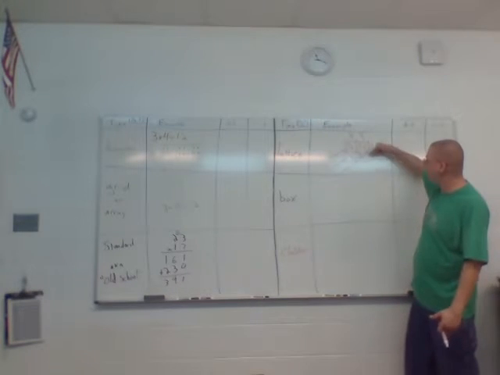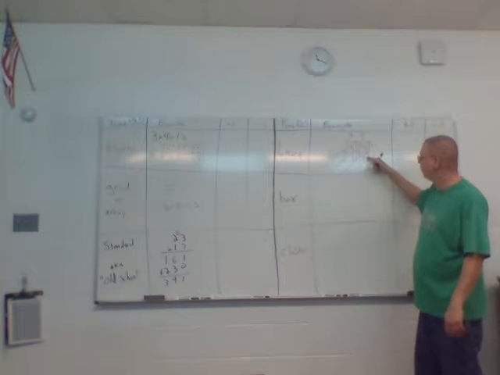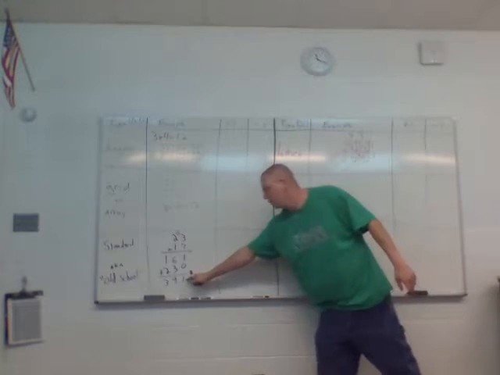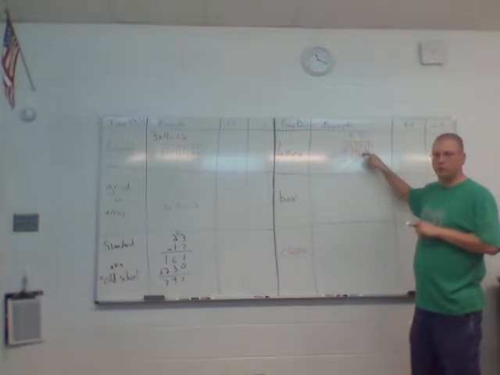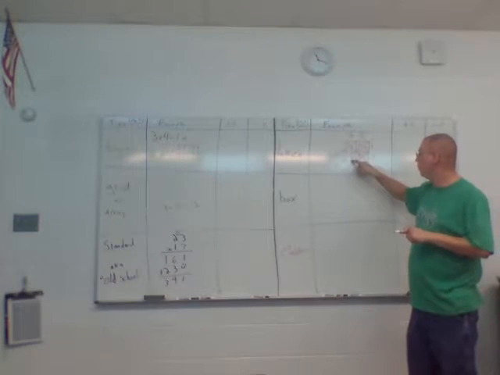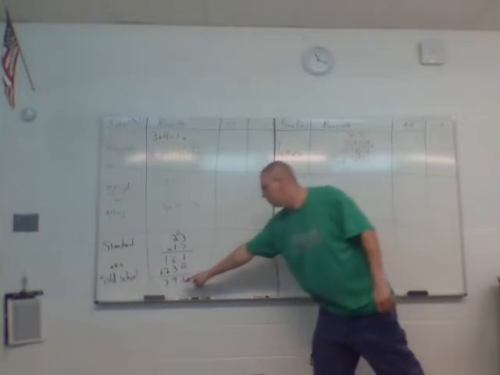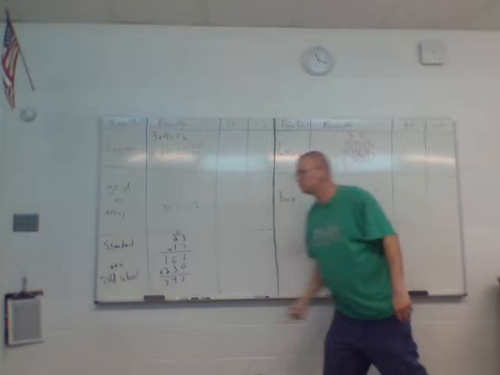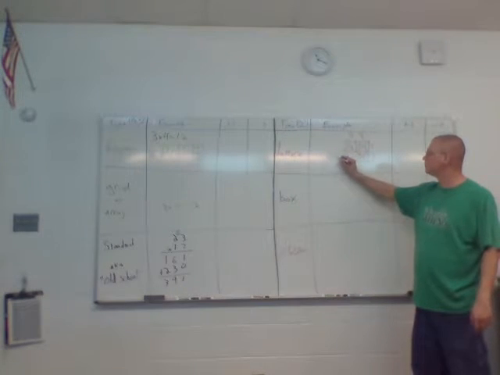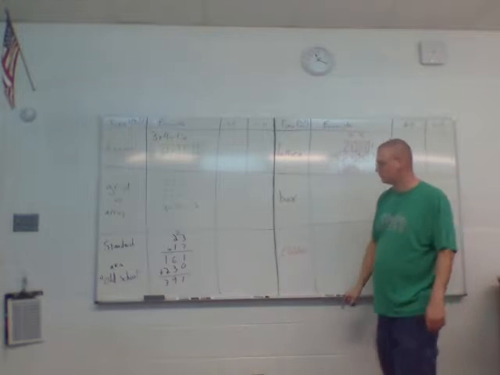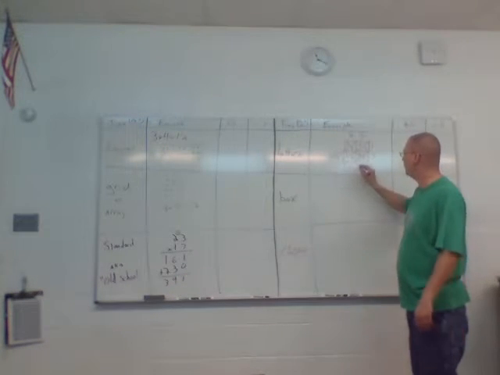So now we're going to add down our slope. 1, 1. 3 plus 2 is 5, plus 4 is 9. 2 plus 1 is 3. 391. 391.